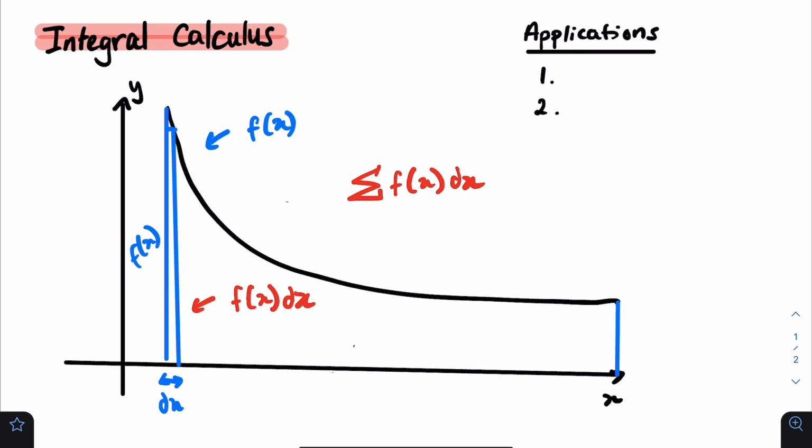Now, we're not done here because the width is technically dx, which is very, very close to 0. It's just a slight change in x. That means that technically there can be infinite rectangles. So this sigma sign, we're going to replace with an integral sign, which represents that we're using those infinite rectangles.